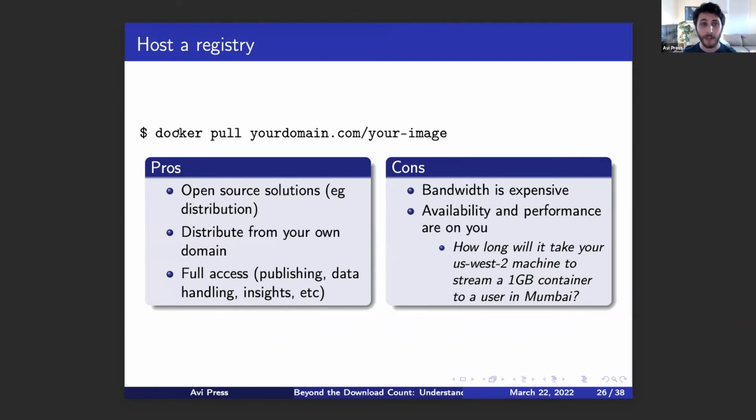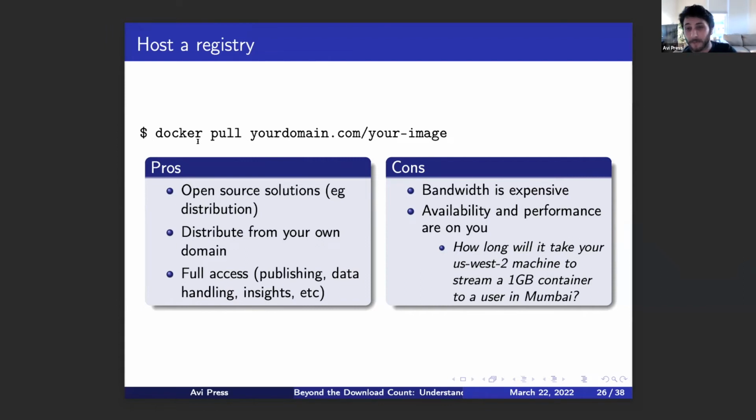Instead of pointing users to docker pull an image, they can say docker pull yourdomain.com/your-image. On the pro side, there's open source solutions for this. So you can pull down the distribution project, a CNCF project, spin it up in your infrastructure. You can start distributing containers from your own domain, and you have full access to everything, these logs included.